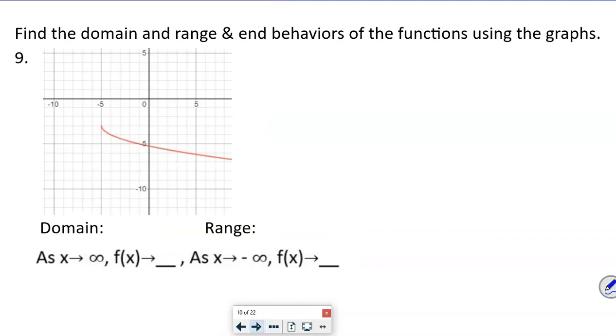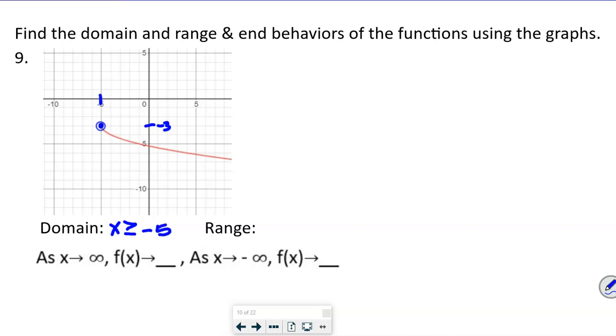This one says find the domain and range and the end behaviors of the function using the graph. So again, here's the starting point of our graph, right? So we have an x value of -5 and we have a y value of -3. Do y'all see that? So what's happening now as for the domain? What's happening with the x values? Are they getting bigger or smaller as we go on our graph? Looks to me like they're getting bigger. So we're going to say x is greater than or equal to that -5 over there.